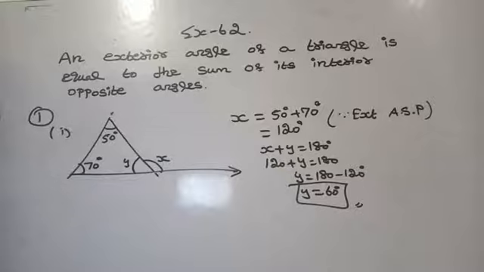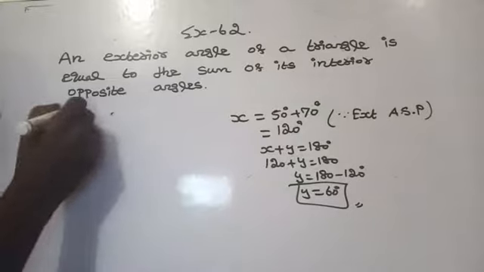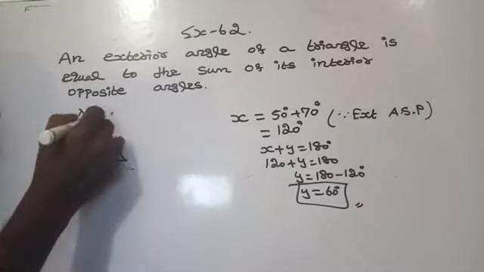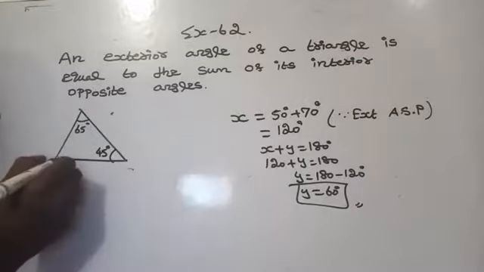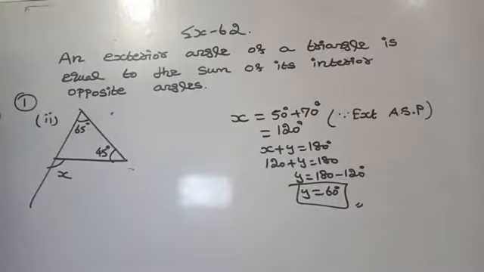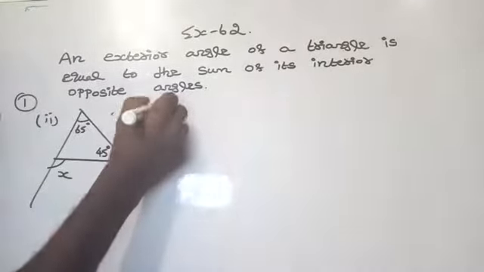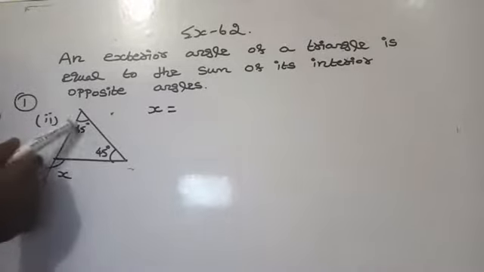The diagram is, in a triangle, this side is produced, this angle is given 65 degree and this is 45 degree. It is x. Exterior angle is x. First question, second part. So we know that an exterior angle of a triangle is equal to sum of its interior angles. Here which one is the exterior angle? X is an exterior angle, that is equal to sum of opposite angles to the interior. What are they? 65 and 45.